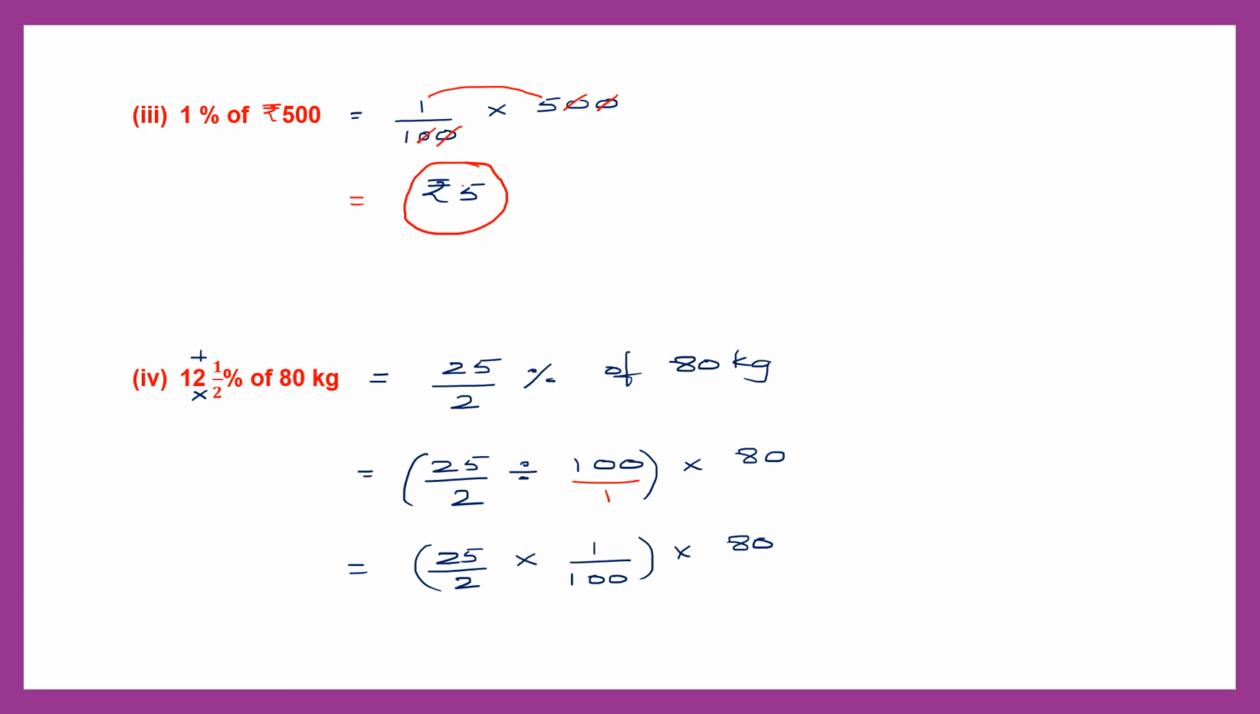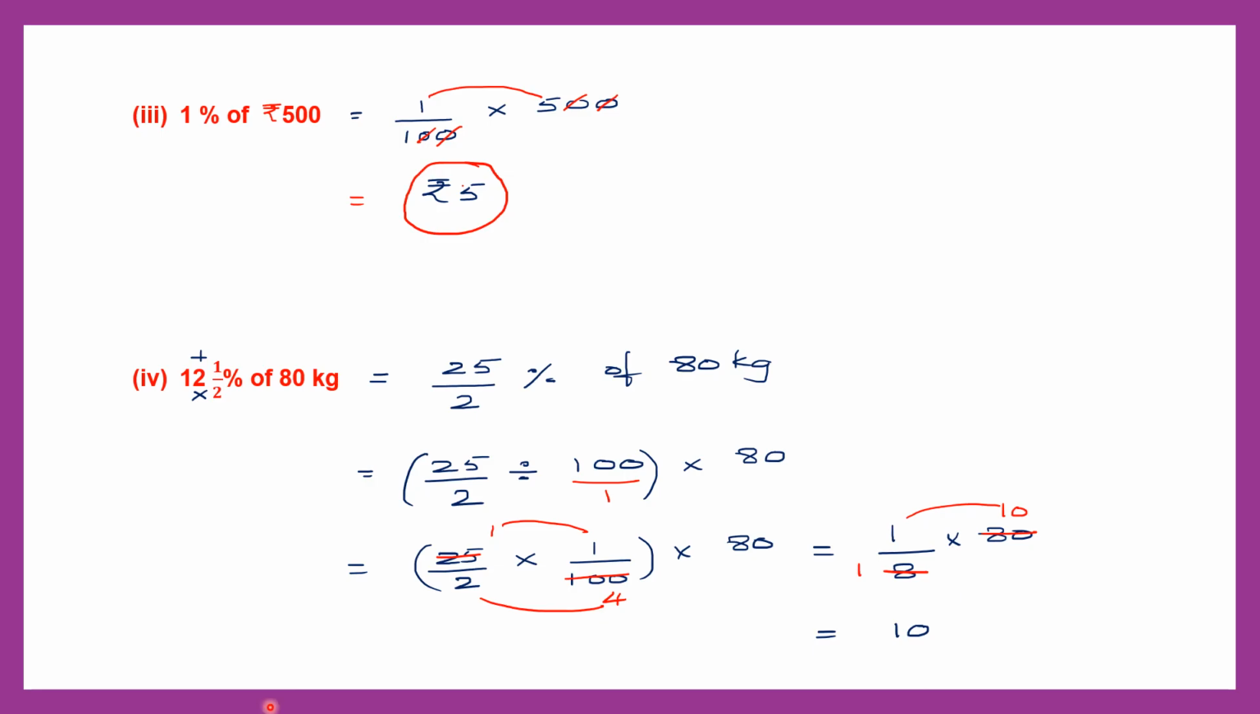So here we can cancel 25 and 100. 25 ones are 25 and 25 into 4 is 100. Now let's multiply the numerators and the denominators. So when you multiply the numerators, what do you get? 1. And in the denominator, 2 fours are 8. And here we have into 80. Now again you can cancel 8 and 80. 8 ones are 8, 8 tens are 80. Multiply the numerators. 1 into 10 is 10.